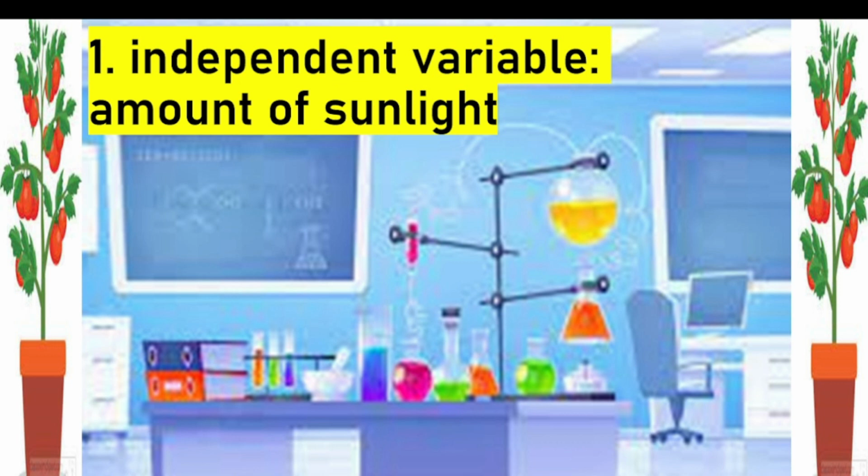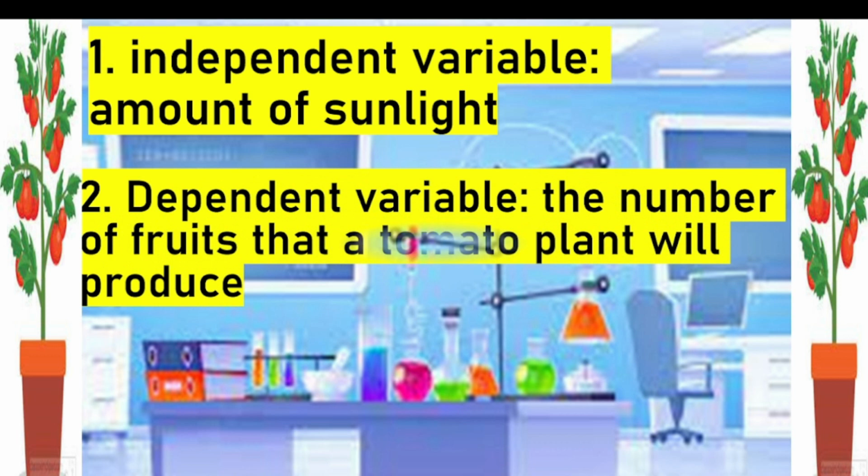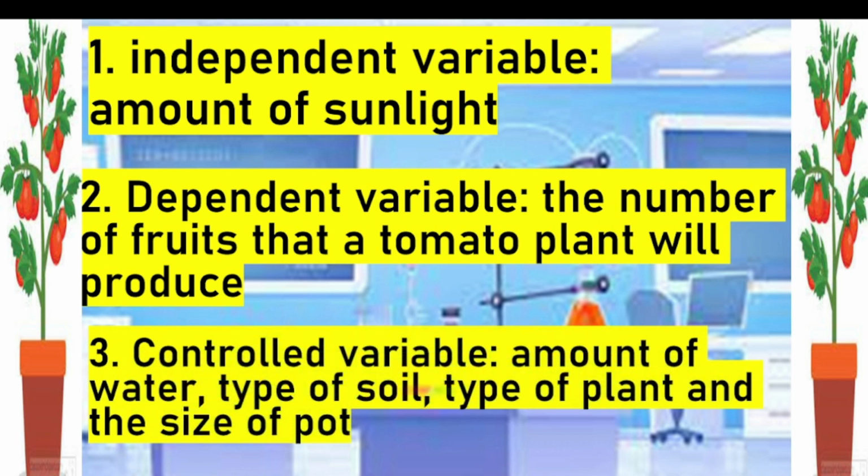The independent variable will be the amount of sunlight. The number of fruits a tomato plant will produce is the dependent variable. The possible controlled variables are the amount of water, type of soil, type of plant, and the size of pot.